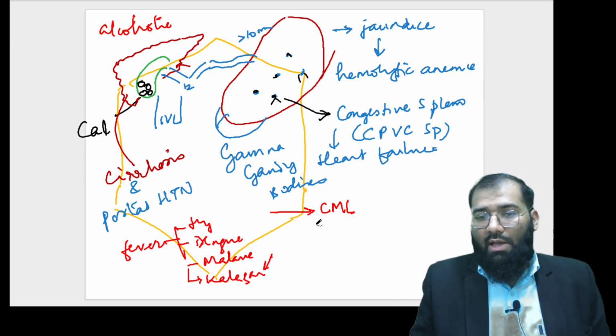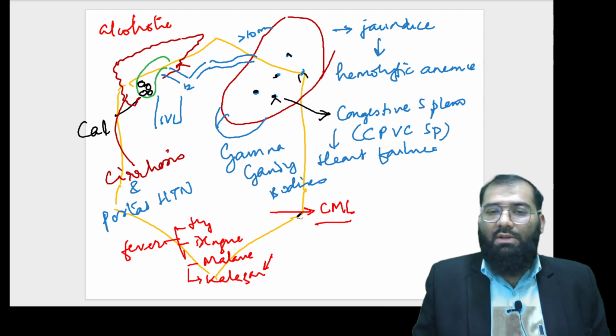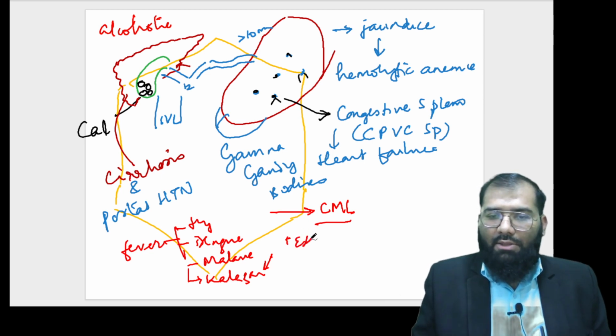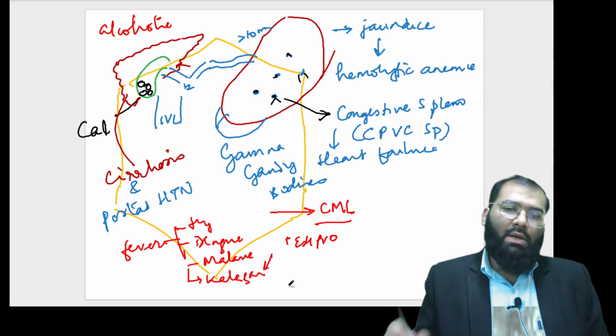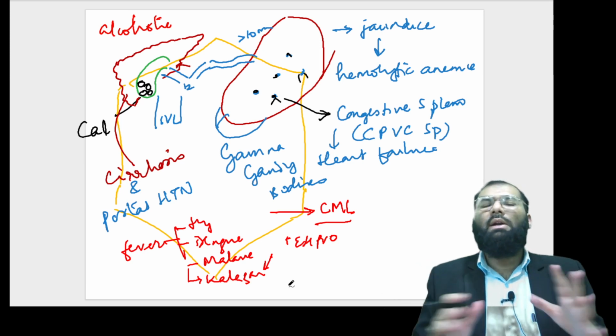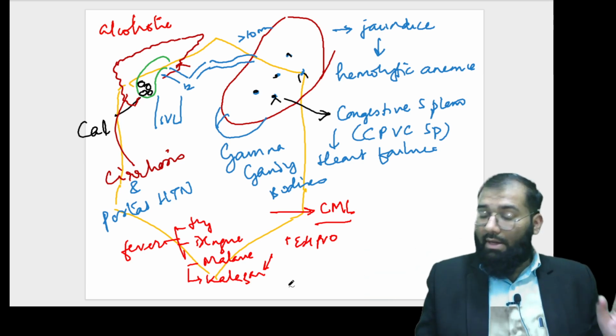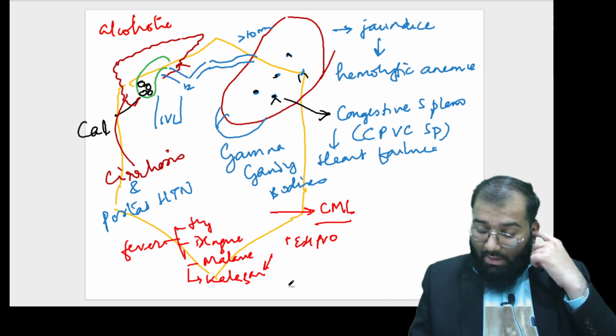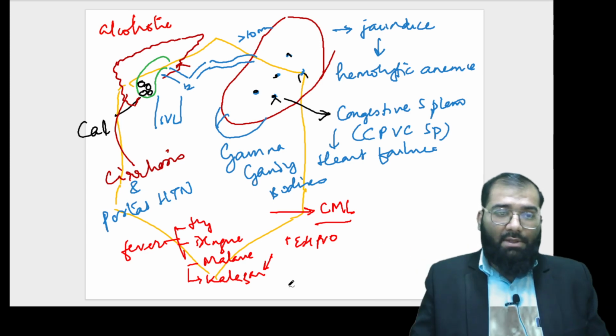So CML, and there is one more condition which is called EHPVO. That is a surgical condition, extrahepatic portovenous obstruction. This is one more condition where you get massive splenomegaly. Okay, kala azar, CML, EHPVO. Now, I hope this part becomes clear to you.